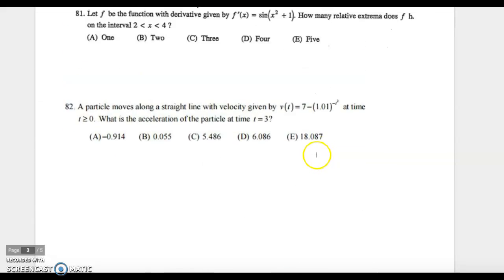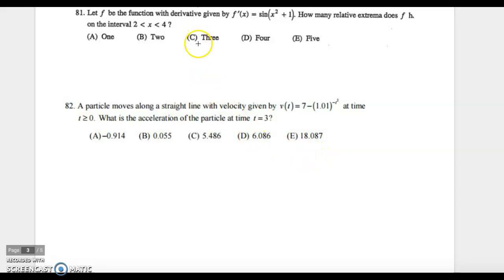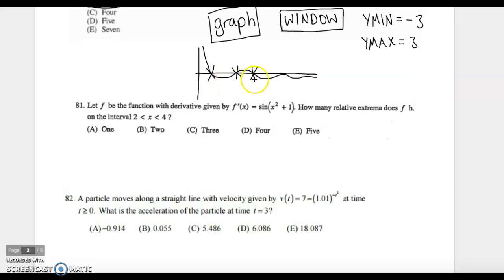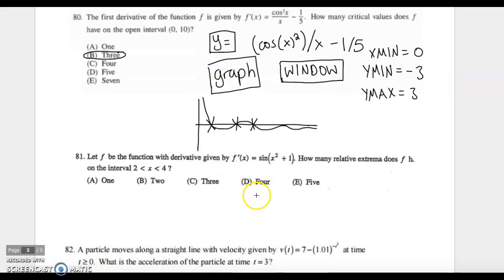All right, we got quite a few more, so let's work our way through these ones. So let f be the function with the derivative. How many relative extrema does f have on the interval 2 to 4? So we're actually going to do the exact same thing that we did up here since we have access to a calculator. I'm not going to try to solve it if I can just have my calculator do it for me. So I'm going to hit the same buttons and you're going to graph the same thing. The only thing you might have to change again is that window.